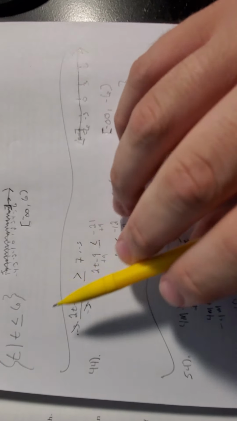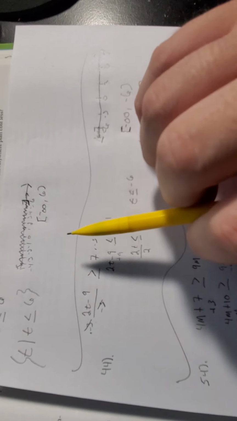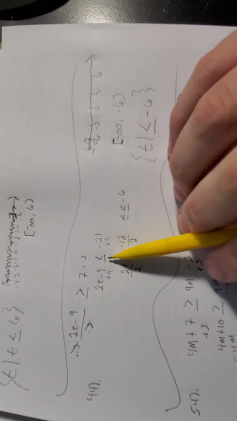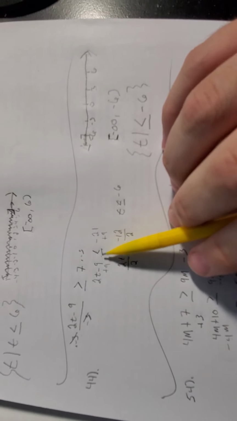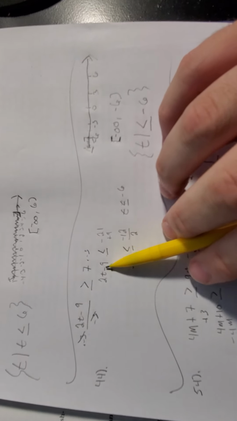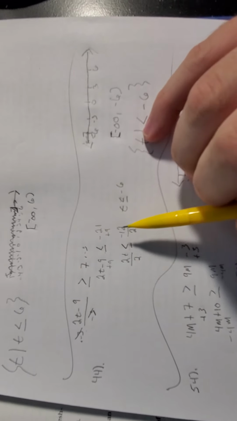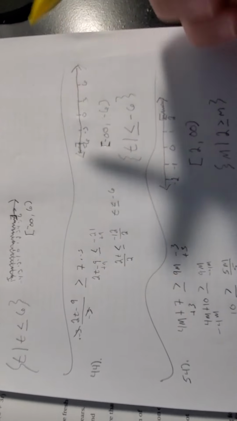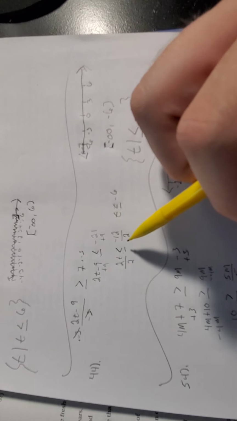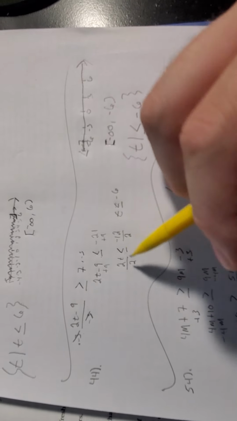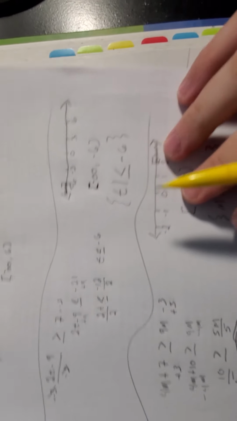However, since we multiplied, or either by multiplication or division, by any negative number, we need to flip our sign. So that's why it is now less than or equal to instead of greater than or equal to. So 2t minus 9 is less than or equal to negative 21, since 7 times negative 3 is negative 21. Now we're going to solve for t, so add 9 to both sides. That gives us 2t is less than or equal to negative 12, divided by 2 to get to t. So t is less than or equal to negative 6.